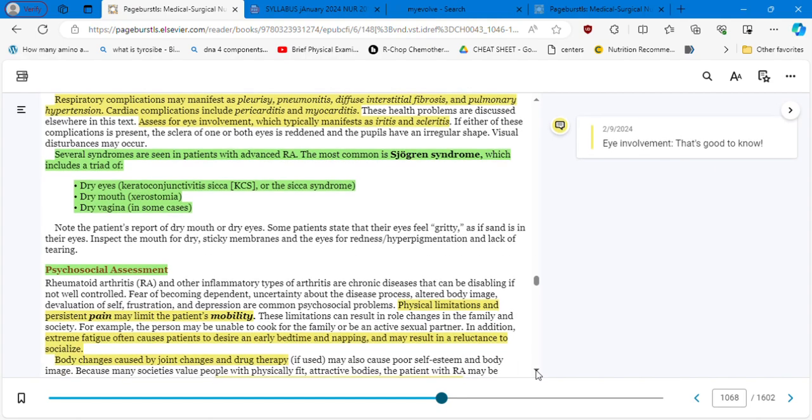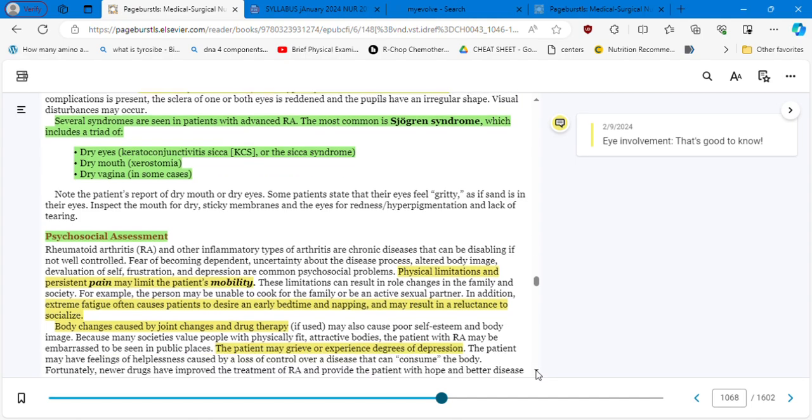Several syndromes are seen in patients with RA. The most common is Sjögren's syndrome. We spoke about dry eyes, dry mouth, and dry vagina in some cases.